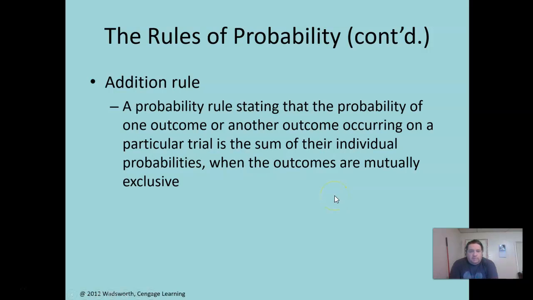The addition rule, a probability rule stating that the probability of one outcome or another outcome occurring on a particular trial is the sum of their individual probabilities when the outcomes are mutually exclusive.